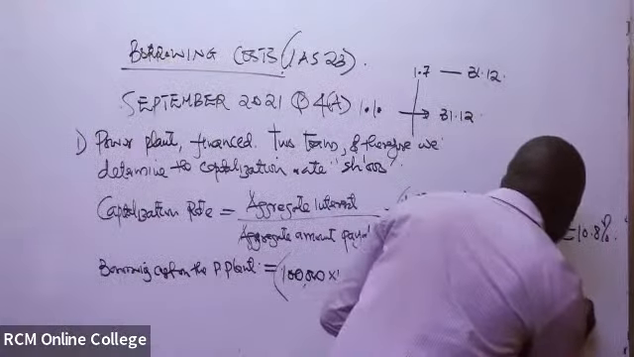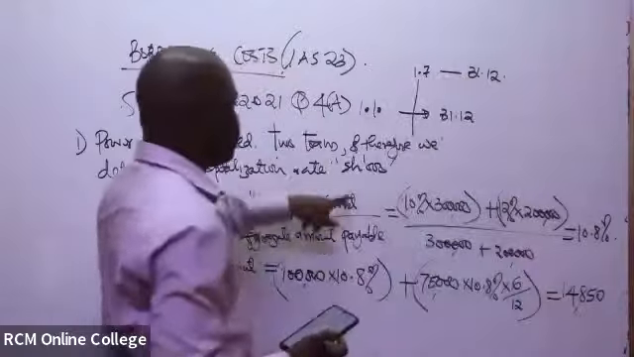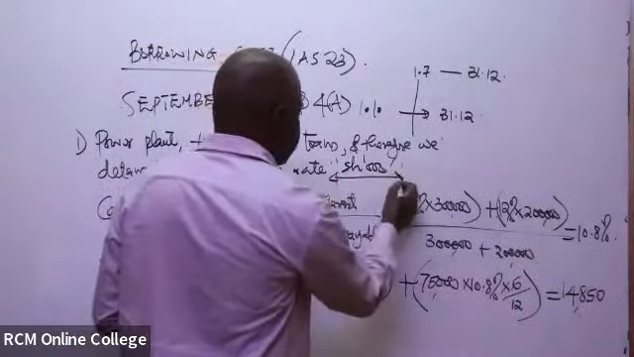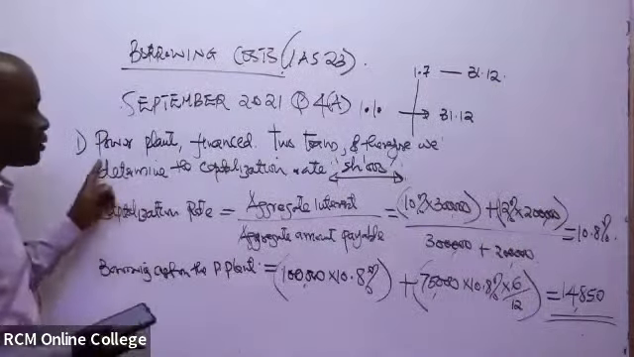So it is actually 14,850. Remember, our figures have already been indicated as being in thousands up there, so you have to take note of that. They're actually in thousands. So that is actually 14,800 and 50.